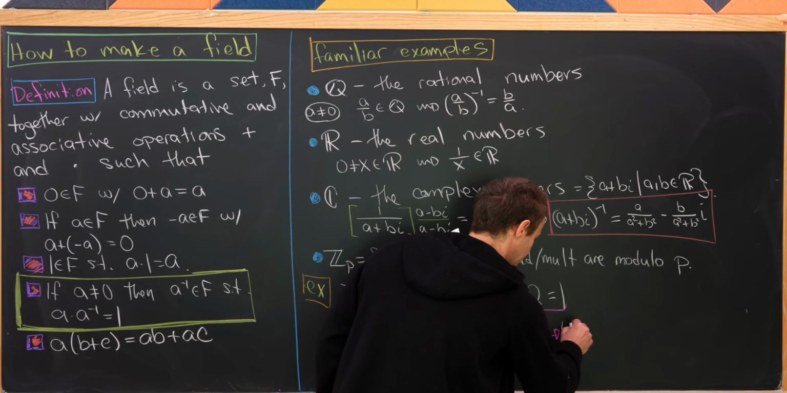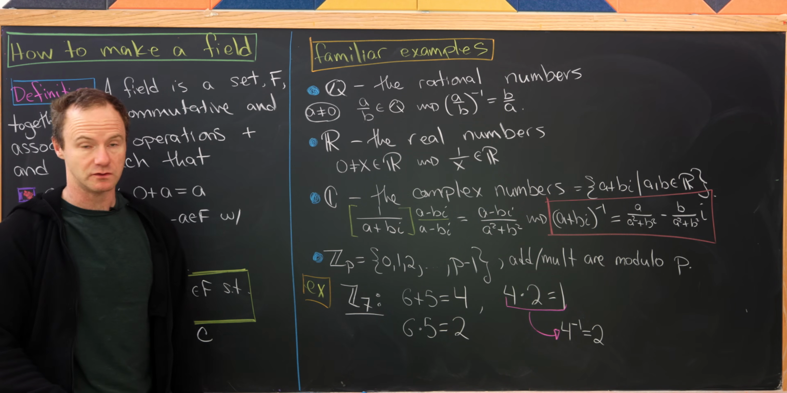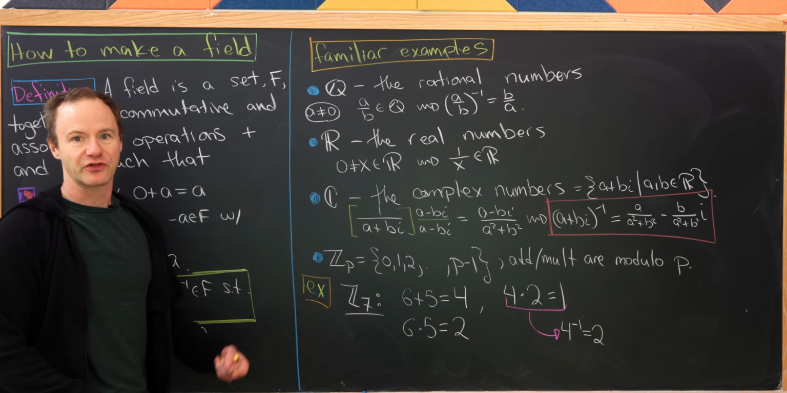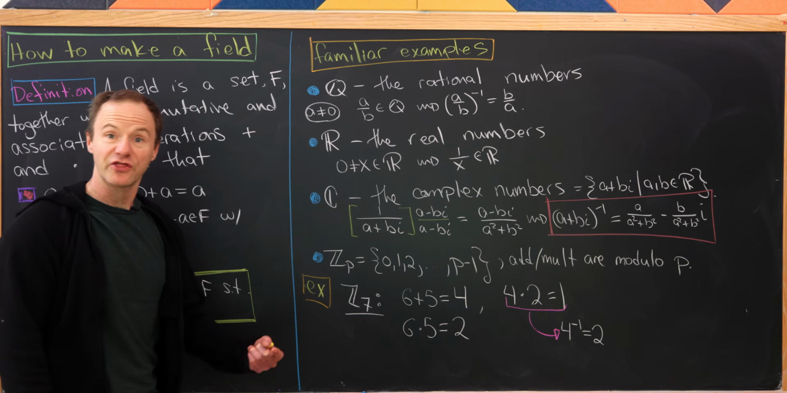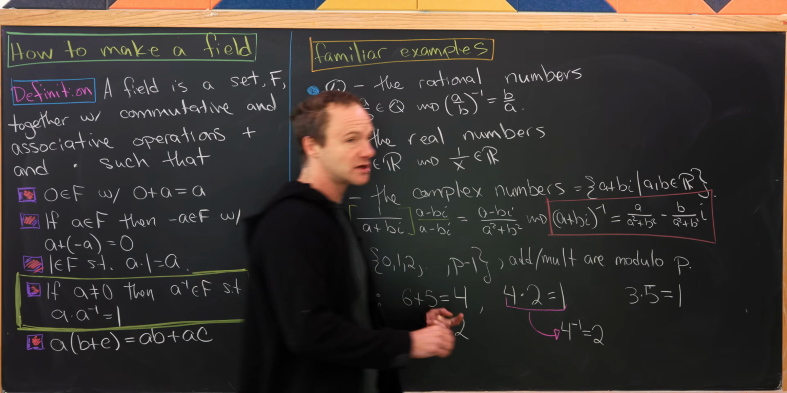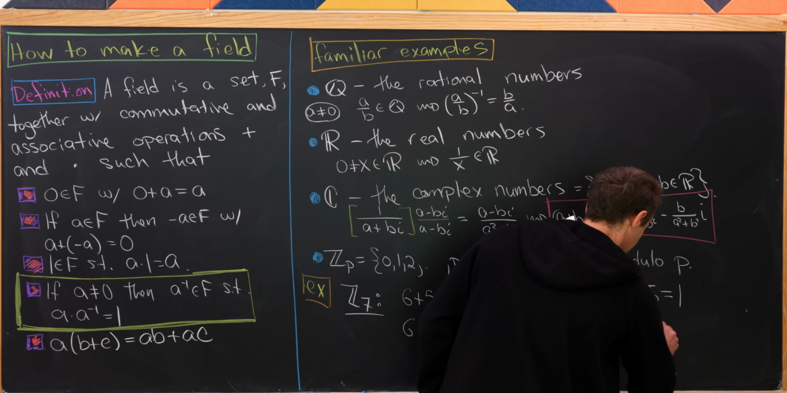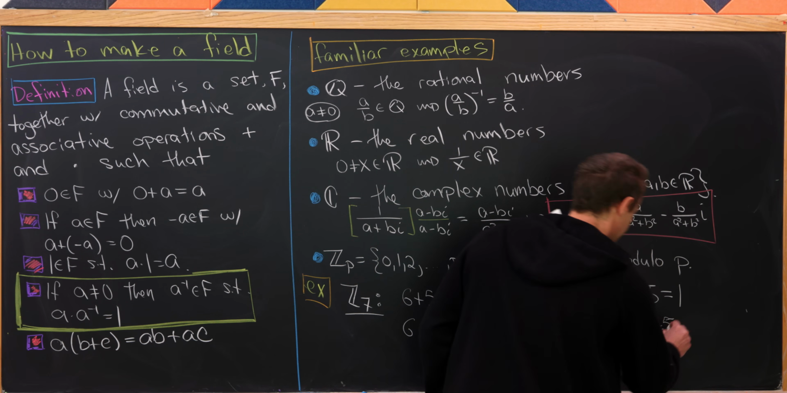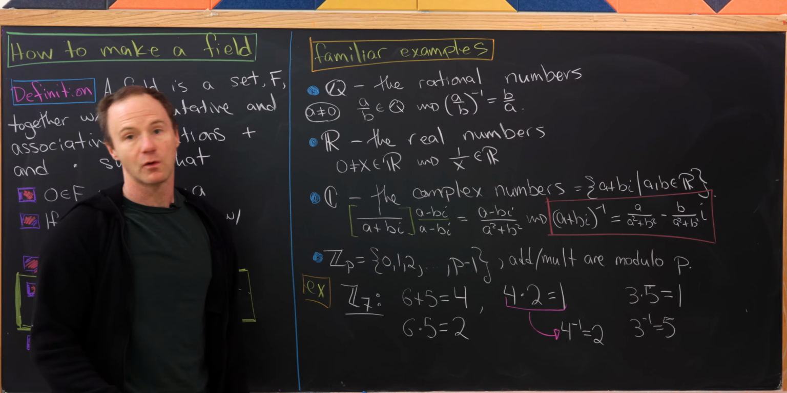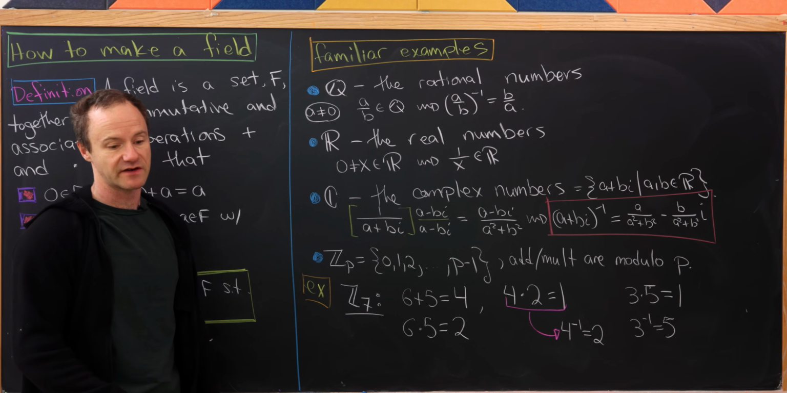So this means that, for example, 4 inverse inside of Z7 is equal to 2. And then maybe what would 3 inverse be? Well, 3 inverse would be 5 because 3 times 5 is 15, but 15 is also 1 because it's 1 more than 14. So there we have 3 inverse is equal to 5. And then we've only got a few more to check. I'll let you decide what the other inverses modulo 7 are.